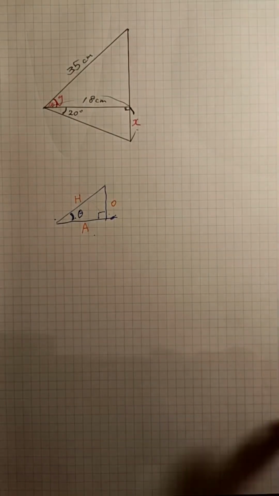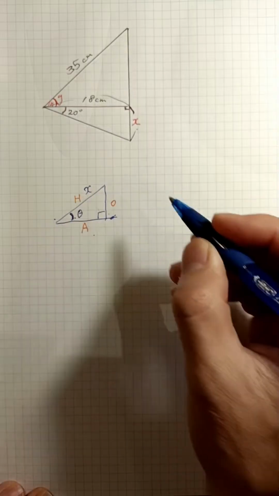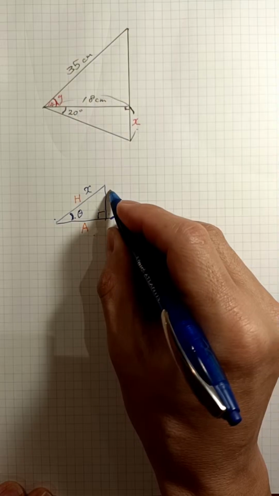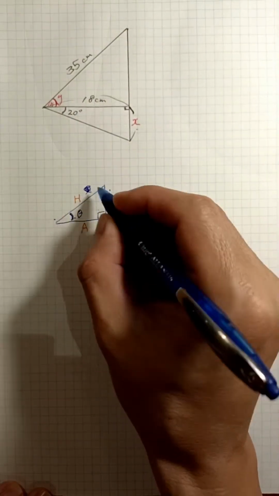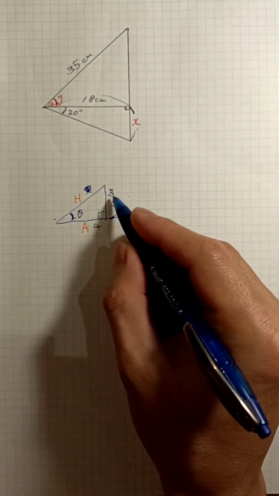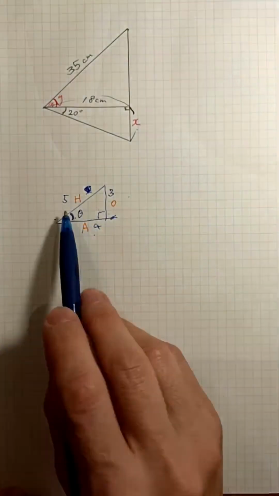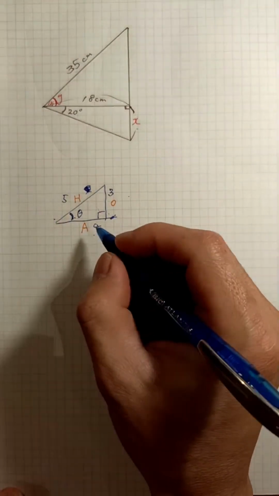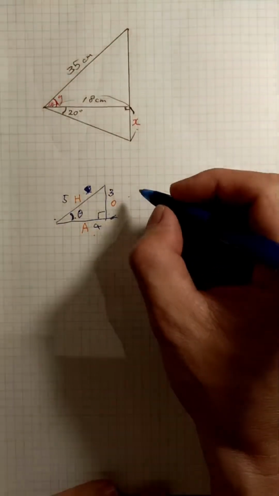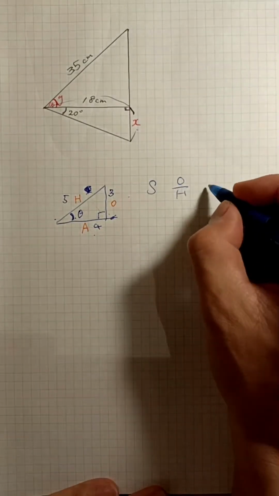For example, if you want to figure out length x, and you know this one is, let's say, 3, and this is 4, if you use Pythagoras, you can figure out this is 5. Okay. Then SOHCAHTOA is something you have to remember. SOHCAHTOA.